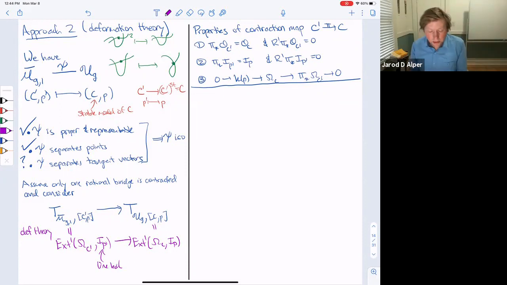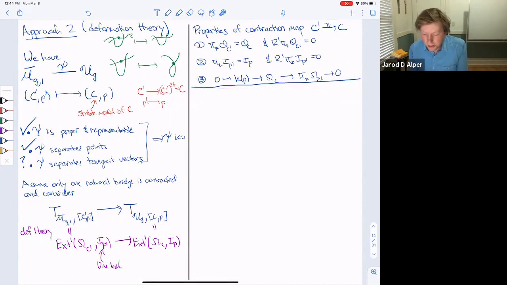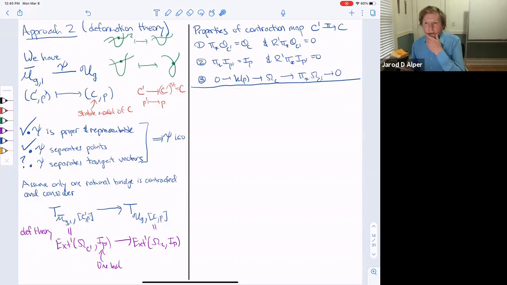The properties we're going to use under this contraction map are listed here. C' to C is contracting that P1, and the push forward of the structure sheaf is the structure sheaf, and you have vanishing of higher direct images. Also the push forward of the ideal sheaf defining P' is the ideal sheaf defining P, and you again get some vanishing. We want to compare their sheaves of differentials, and since we're contracting just one rational bridge, we have an exact sequence like this that you can check.